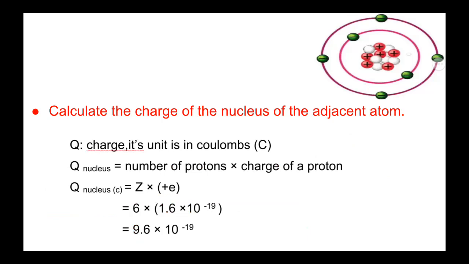You multiply 6 by 1.6, the result is 9.6, then you add to it times 10 to the power minus 19 in order to make the calculation simpler. So you leave 10 to the power minus 19, you bring it down, and you just calculate 6 times 1.6. The result is 9.6 times 10 to the power minus 19 that you already brought down.